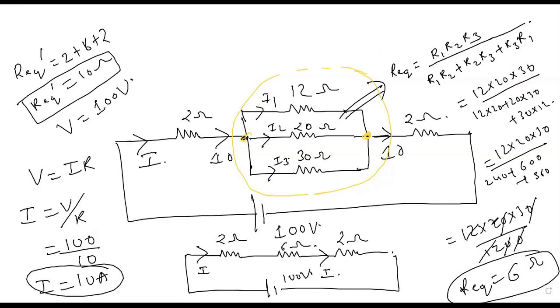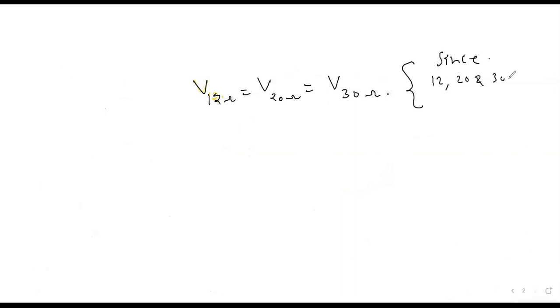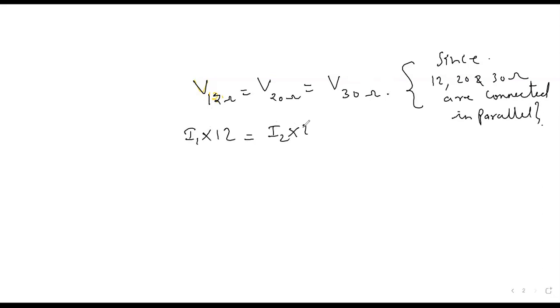So I can say that V across 12 ohms is equal to V across 20 ohms is equal to V across 30 ohms. So this is equal. Why? Because 12, 20 and 30 ohms are connected in parallel, and voltage is always equal in parallel. So I1 multiplied by 12 is equal to I2 multiplied by 20 is equal to I3 multiplied by 30.